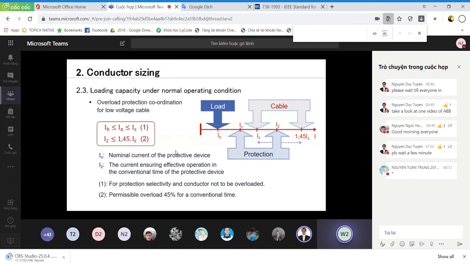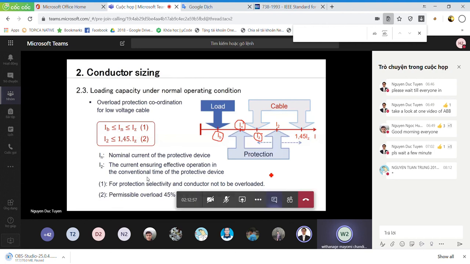Now we are going to talk about the loading capacity under normal operation conditions. Here, overload protection coordination for low voltage cable. We have two inequalities. The first one is IB less than or equal to IN, less than or equal to IZ. The second inequality is I2 less than or equal to 1.45 multiplied by IZ. Here IN is the nominal current of the protective device. I2 is the current ensuring effective operation in the conventional time of the protective device.